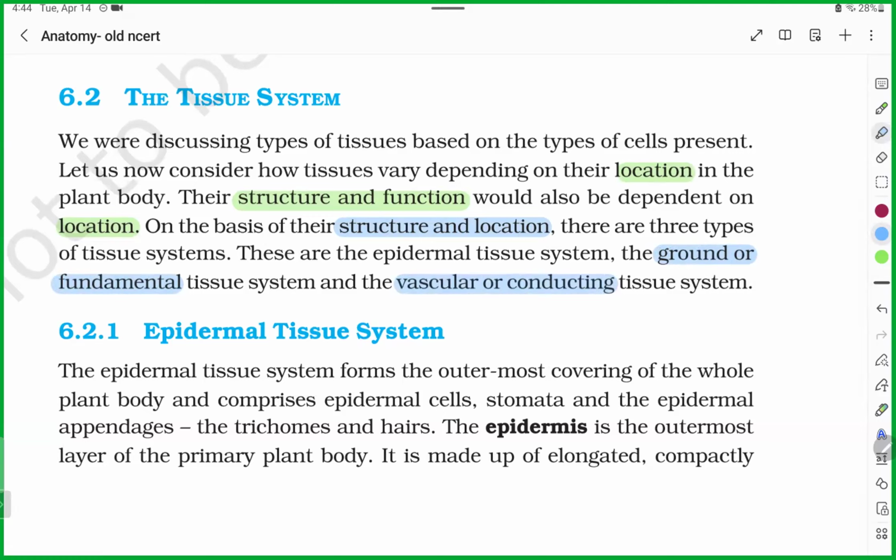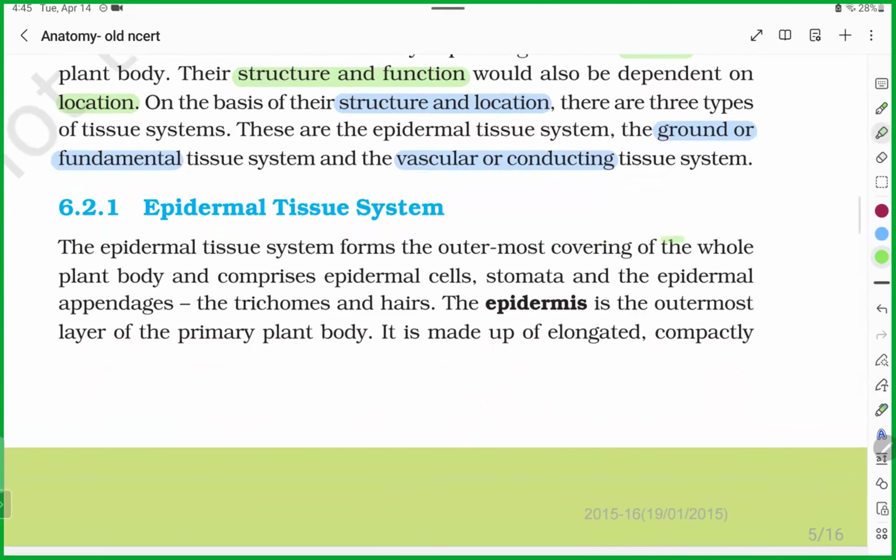Vascular tissue means xylem and phloem, in the simplest way. Ground tissue is parenchyma cells that are responsible for photosynthesis. And epidermal means the outer side. They form the skin of the plant, the outer layer of the plant, the skin. Okay.